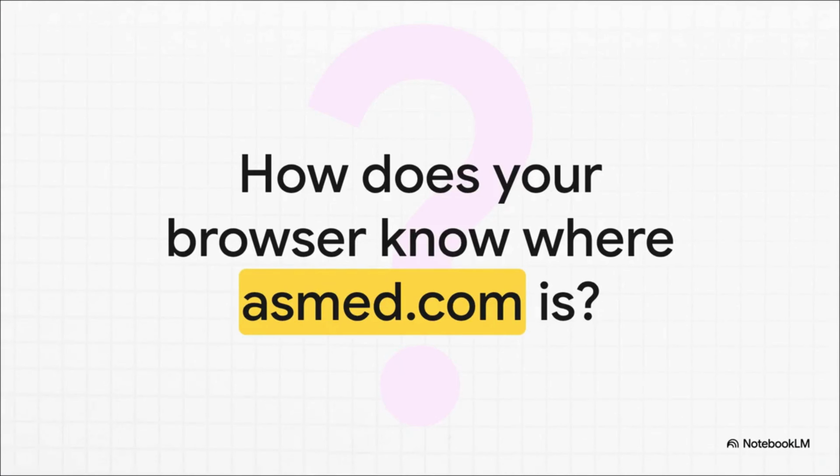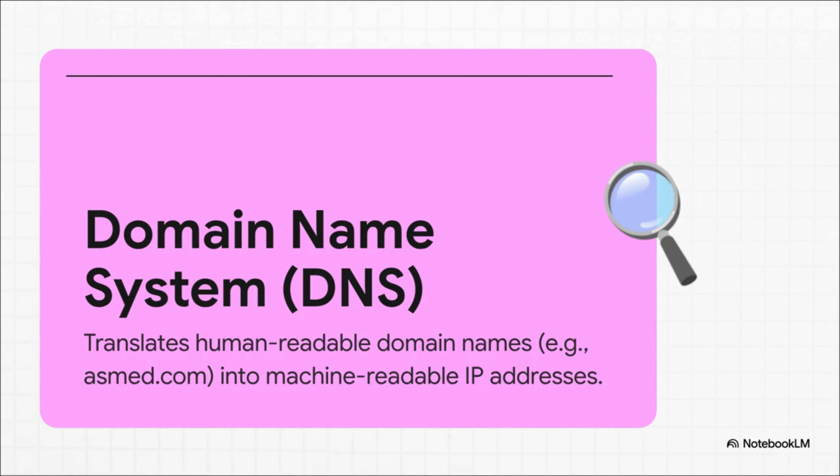So let's ask a simple question. When you type asmed.com into your browser and hit enter, what happens? How does your computer find the right server out of the billions on the internet? Because here's the thing, your computer has no idea what asmed.com means. It speaks in numbers, IP addresses. So there has to be some kind of translator working behind the scenes. What is it? And that translator, my friends, is the Domain Name System, or DNS.